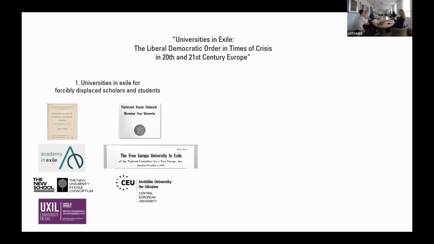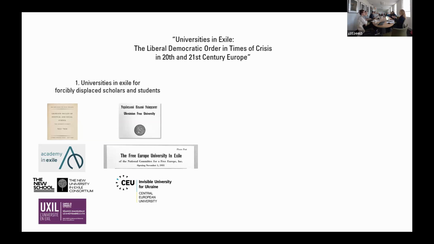So the most obvious examples: the University in Exile was created in New York in 1953. The Academy in Exile was created in Germany in 2017. The New School's University in Exile Consortium was created in 2018. And in France, a University in Exile was also opened in November 2023. So these academic structures enable exiled teachers and scholars to continue their research.